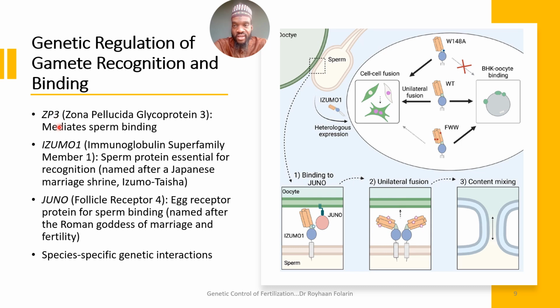So ZP3 here is for the protein. ZP3 here is a ZP3 gene that is coding for the protein ZP3. So the ZP3 protein is not going to be italicized. The ZP3 gene is going to be italicized. Izumo1 is the gene that codes for the Izumo protein, which will not be italicized. Juno gene coding for the Juno protein.